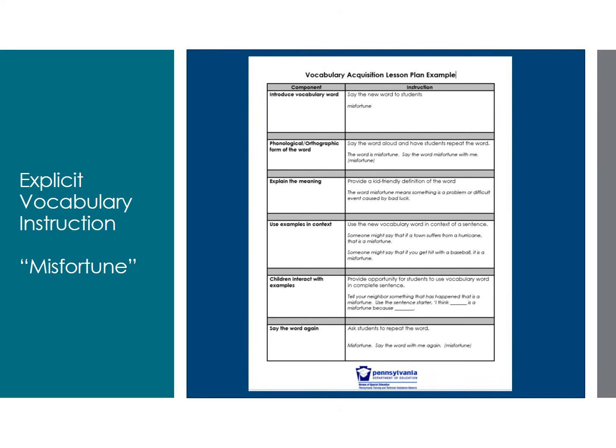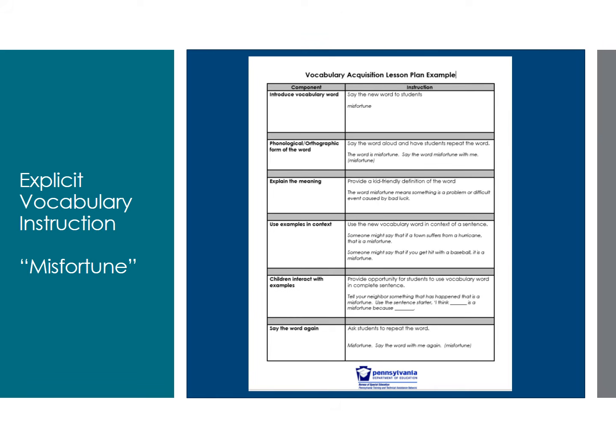Let's do an example with the Tier 2 word misfortune. Step 1. Our new word is misfortune. The teacher asks the students to say misfortune. Misfortune. The teacher writes the word misfortune and shares that the word has 3 syllables.